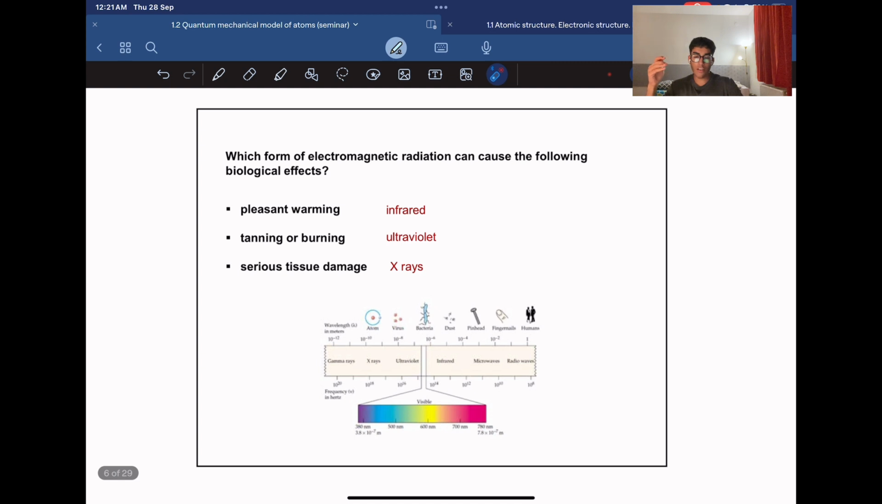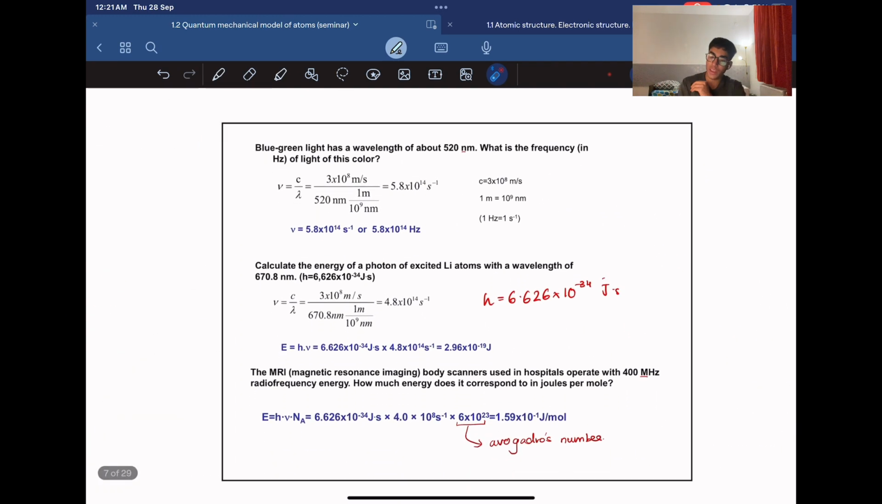Looking down, we have which forms of electromagnetic radiation can cause the following biological effects: pleasant warming, infrared; tanning, ultraviolet; serious tissue damage, X-rays. In later lectures, we're going to learn how we can use UV rays and lasers for carbonization of the tissue, vaporization of the tissue, cutting of the tissue, LASIK, all that good stuff. We're going to learn it later.